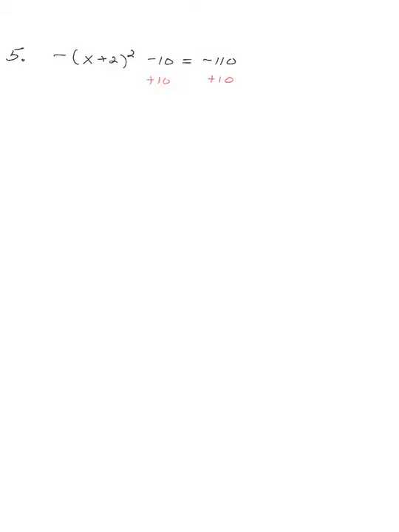All right, I'm going to start by adding 10 to both sides. We get negative x plus 2 squared is equal to negative 100. Okay, now I want to divide both sides by negative 1, which will leave us with x plus 2 squared is equal to positive 100.